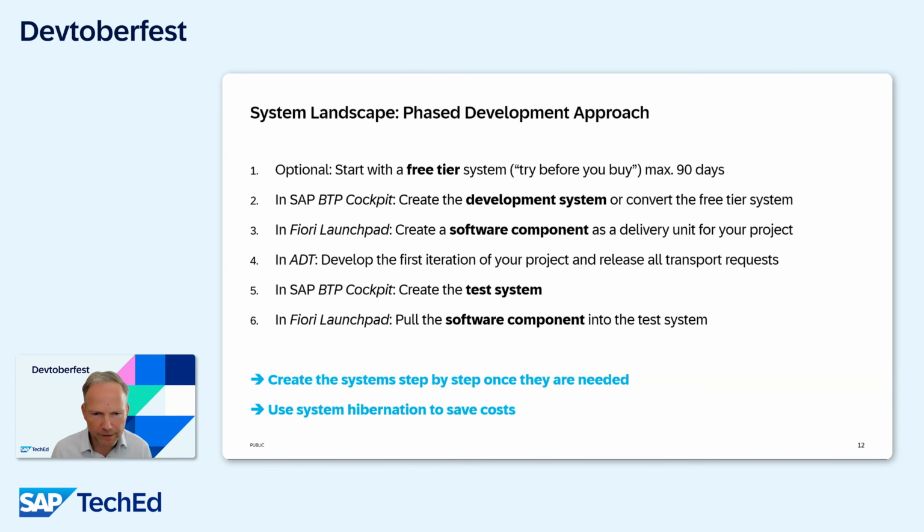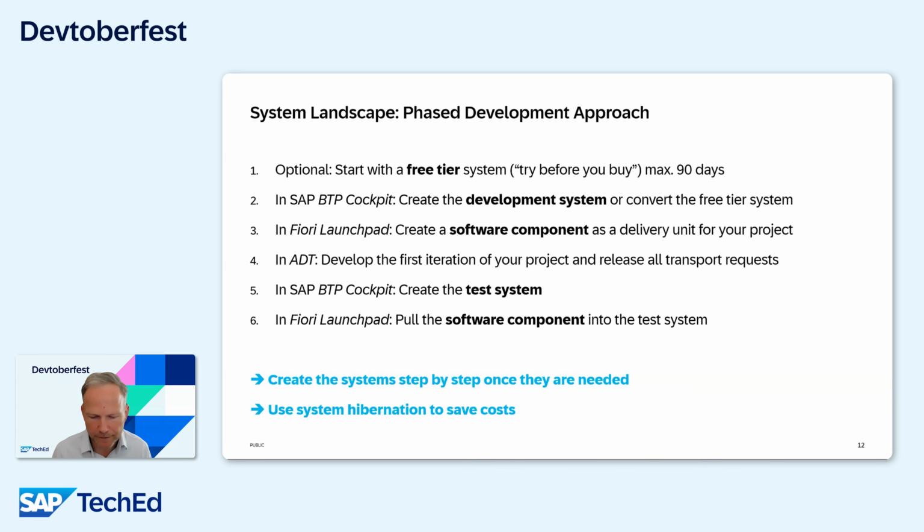So first of all, again, there is a free tier option for Steampunk. You can just try before you buy. There's a limitation of 90 days, but you can start trying it out. Once you would like to start a real development, you need to create a development system or convert your free tier system. All the objects remain the same. If you start with free tier, it's just a conversion.